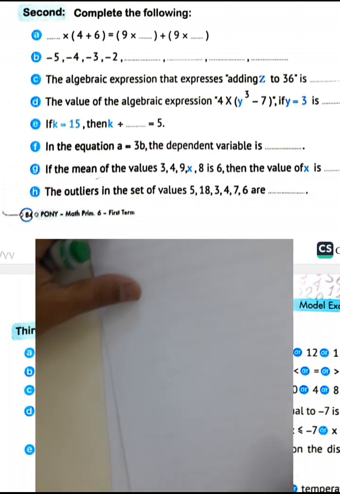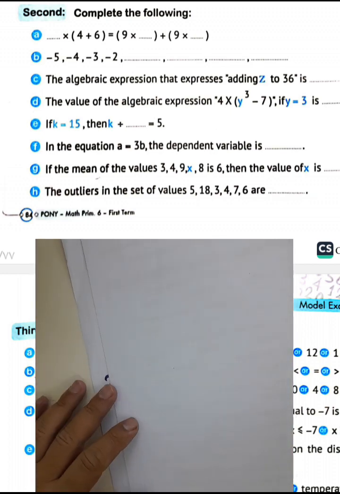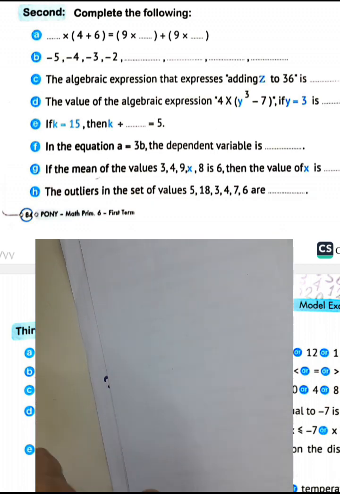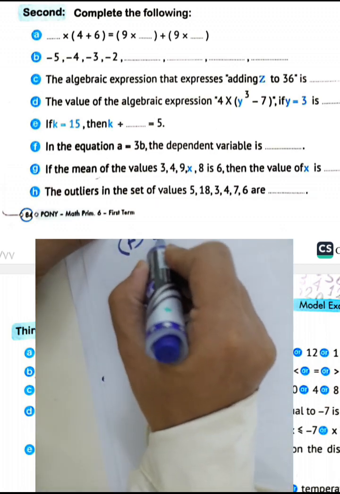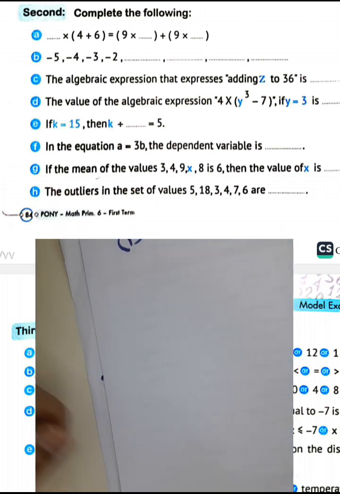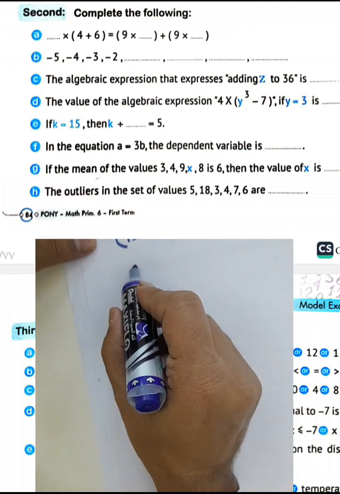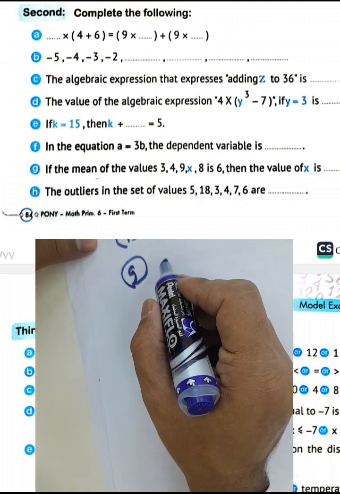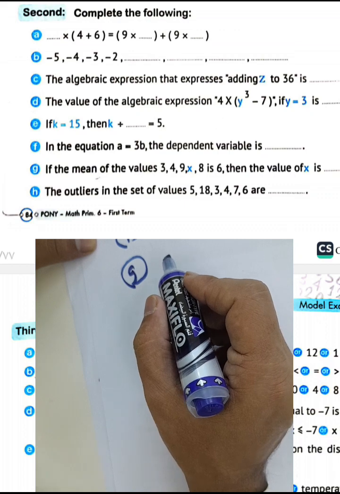Letter F. In the equation A equal 3b, the dependent variable here will be A. A, we call it dependent, and independent will be B. Letter G. If the mean of the values is 6, then the value of x equals space.